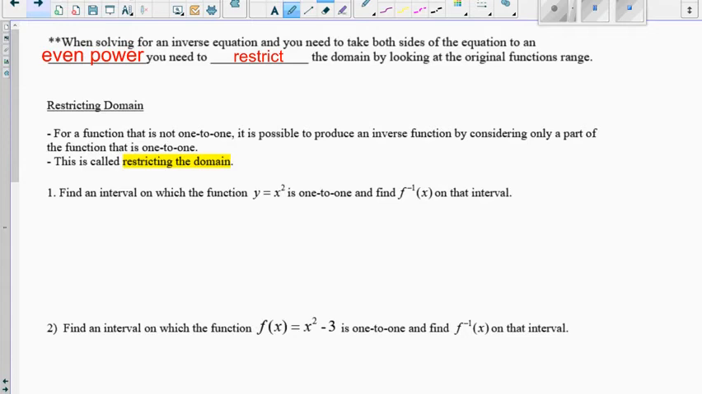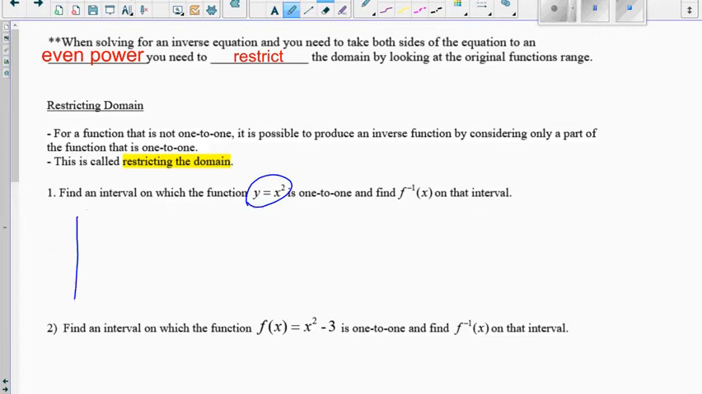So for the next part, it says when you're solving an inverse equation and you need to take both sides of the equation to an even power, you need to restrict the domain by looking at the original function's range. So restricting the domain, we're going to talk about that. So for a function that is not one-to-one, it is possible to produce an inverse function by considering only part of the function that is one-to-one, and this is what we call restricting the domain. So let's work with something that we're familiar with, which is y equals x squared.